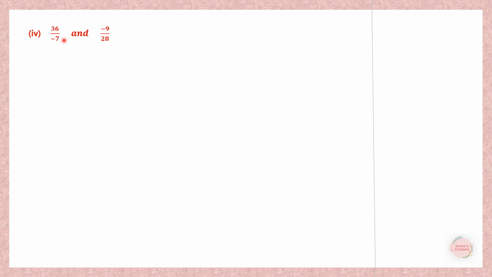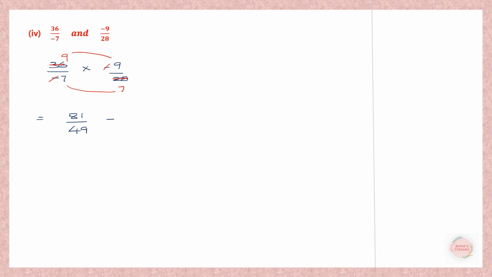Question 4, we have to multiply 36 by minus 7 and minus 9 by 28. So let's write that 36 by minus 7 into minus 9 by 28. Now we can cancel the minus sign, one in the numerator, one in the denominator. And is there anything else that we can cancel? We can cancel 36 and 28 both by 4. 4 sevens are 28 and 4 nines are 36. Now multiply the numerators and the denominators. 9 nines are 81 and in the denominator we have 7 sevens are 49.